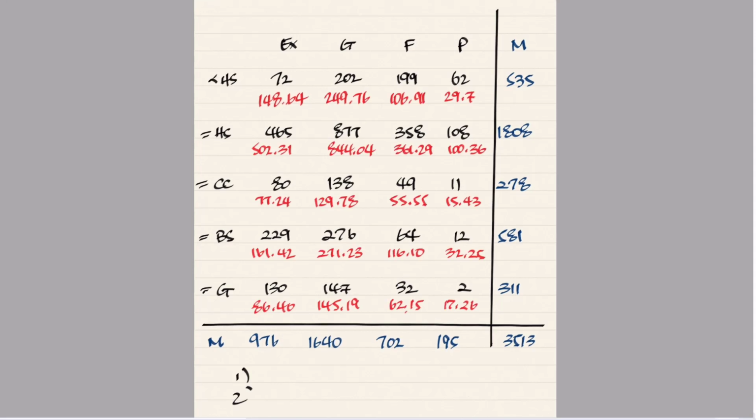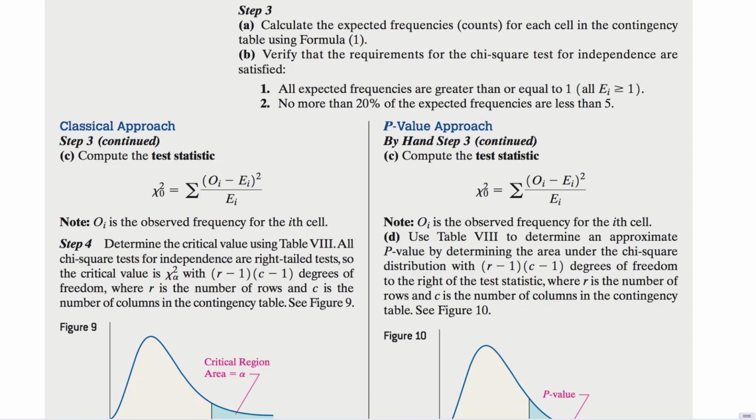So here's what I have. Again, I have a written record, and I also have it in my calculator. And so the observed counts are in black. The expected counts are in red. And as far as the conditions that we were talking about, let's make sure that both of those are satisfied before we move back to the calculator. So again, the conditions are that all expected frequencies are greater than or equal to 1, and that no more than 20% of the expected frequencies are less than 5. And so I'm looking at my expected frequencies, and it looks like both of these conditions are satisfied.